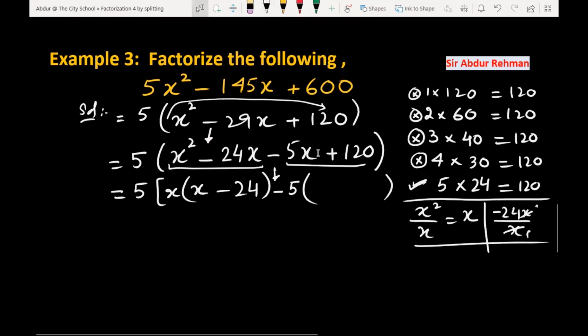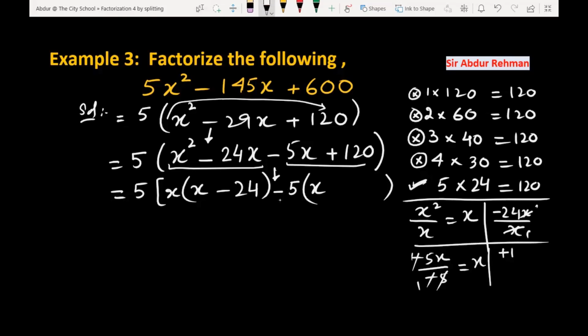So I'm going to divide by negative 5: minus 5x divided by negative 5, we will get x. So I'm going to write x here. And plus 120 will be divided by minus 5, so we will get minus 24: 5 to the 10, 5 for the 20, 24, minus 24 here.